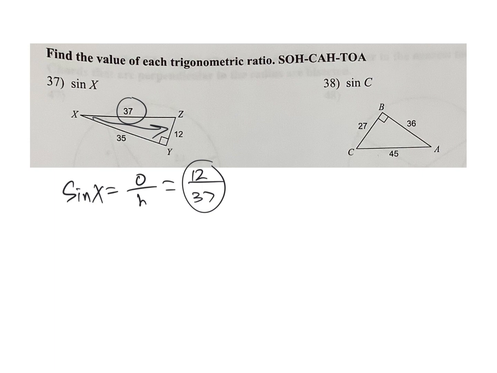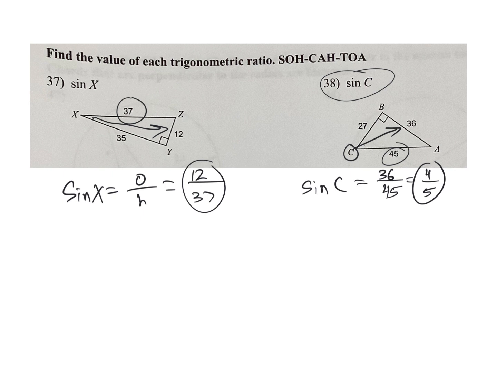Okay, then on 38, again, we're doing sine at corner C. The hypotenuse is 45. The opposite leg is 36. And those are both divisible by 9. So that gives us 4/5. So 4/5 would be the final answer.